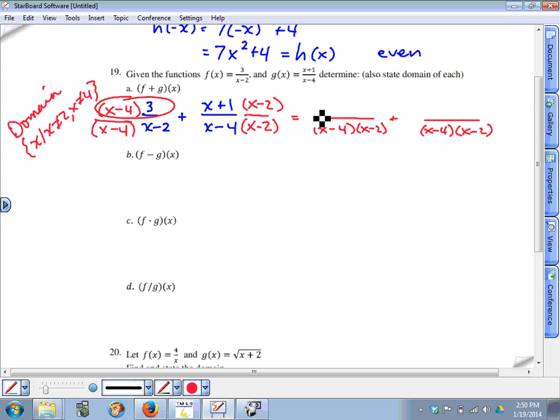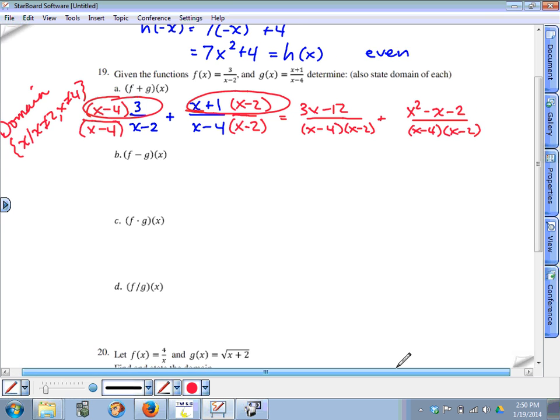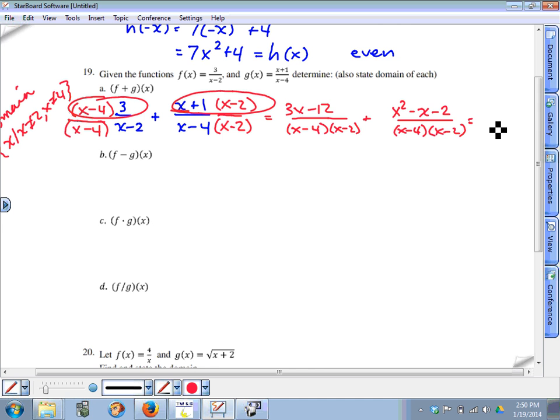Now this piece right here, numerator, that's 3x minus 12. This one right here is going to be x squared minus x minus 2. Now that they have the same denominator, they can be added together to form one expression. In the numerator, we're going to have x squared plus 2x minus 14, and then the denominator is going to be x minus 4 and x minus 2.